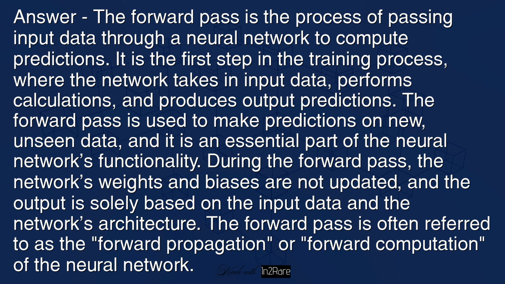During the forward pass, the network's weights and biases are not updated, and the output is solely based on the input data and the network's architecture. The forward pass is often referred to as the forward propagation or forward computation of the neural network.